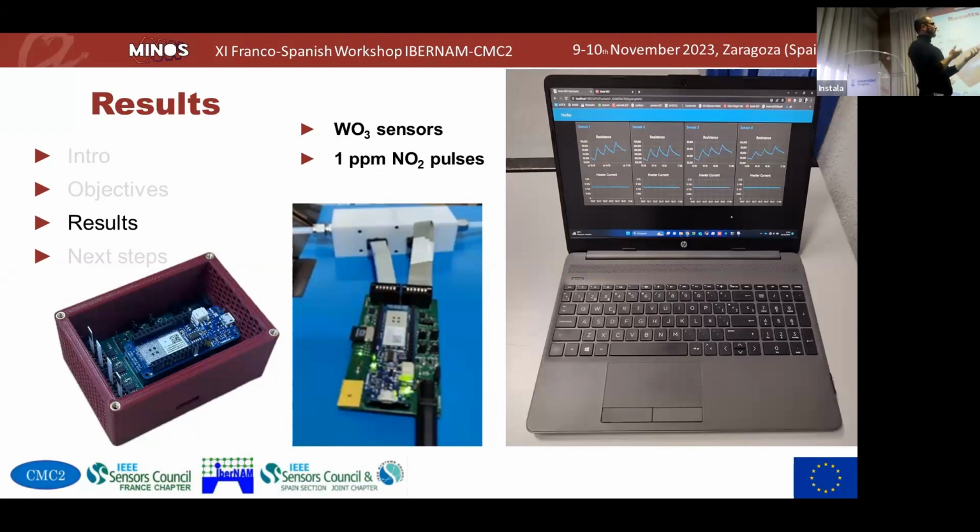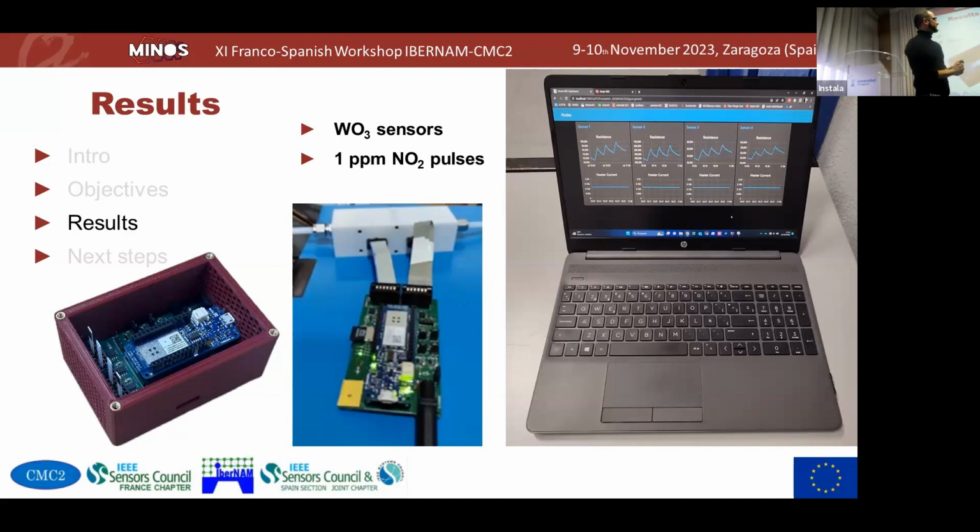We just connected the board to a chamber in our gas room and then placed 4 sensors of tungsten trioxide and repeatedly applied pulses of 1 ppm of NO2. So we have the data showing in that slide, which is simply the change of the resistance of the sensor. And then we are also presenting the current through the heater.